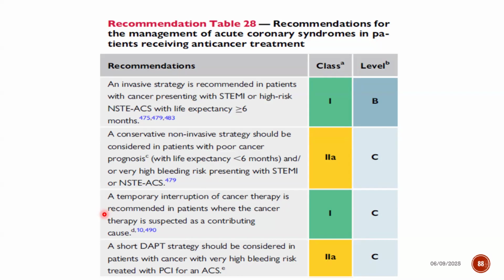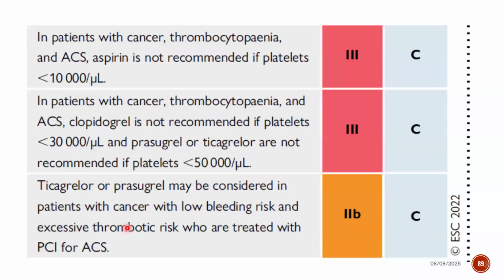And also a short-term dual antiplatelet therapy strategy should be considered in patients with cancer with very high bleeding risk who have been treated with PCI for an ACS. So in this case, a short-term DAPT will be anywhere between 1 month to 3 months, depending on the patient we are dealing with.